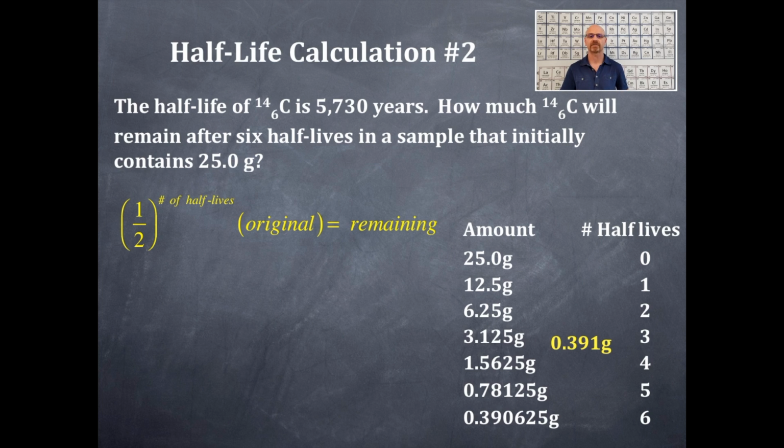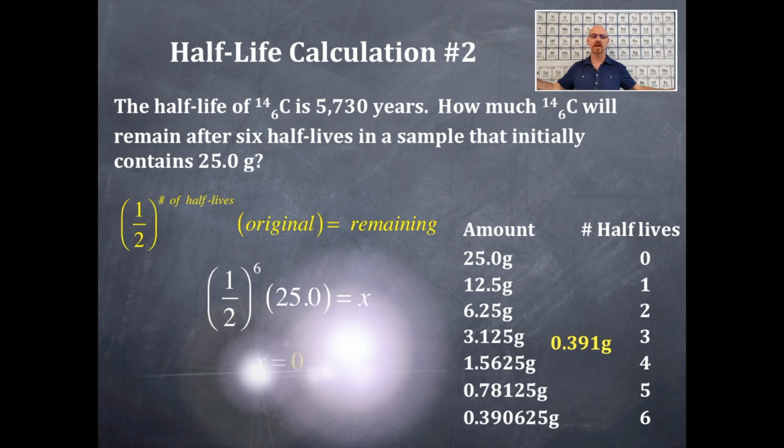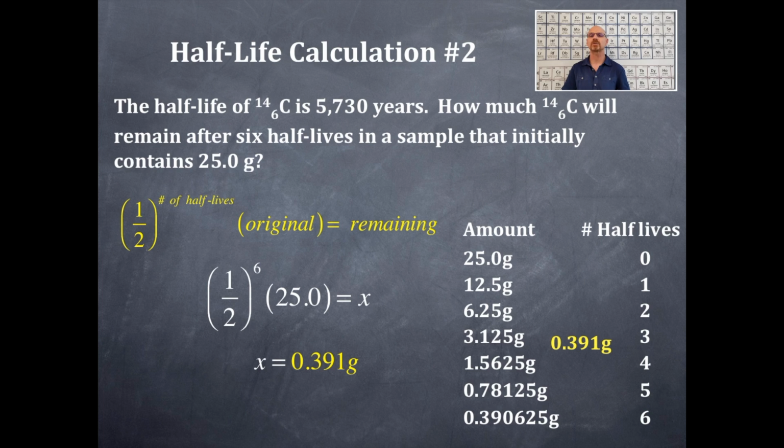The original amount is 25 grams. And after doing that math, then I will get the amount remaining. So here's my setup. 1/2 to the power of 6, because it's 6 half-lives. 25.0 is the amount that was originally there. And we're solving for x, which is the amount remaining. So we're going to take 1/2 to the 6th power times 25, and then bam, there's my number. In fact, it's 0.391 grams. It's the same number of grams as on the previous work where we divided it in half. Okay, hopefully that is the second method.